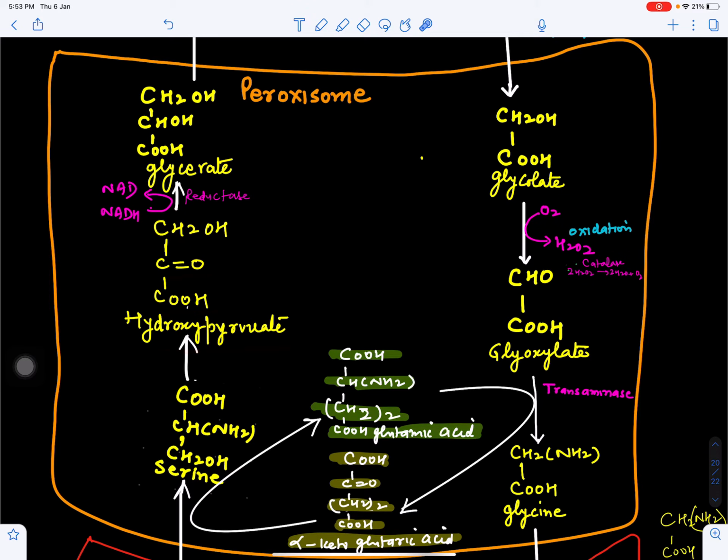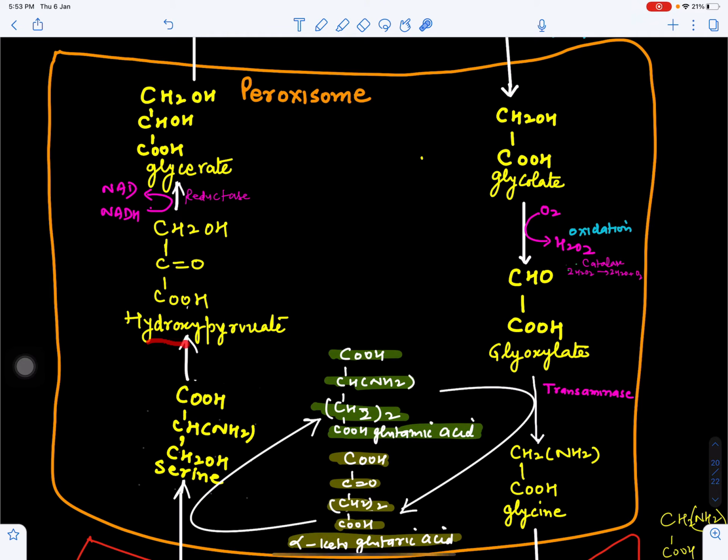Now hydroxypyruvate will be reduced in the presence of the enzyme reductase, and NADH will donate its hydrogen and get converted to NAD. This hydroxypyruvate at this position will accept these two hydrogens. So this double bond will be dissolved. This will accept hydrogen here and become a single bond. Now this will be converted to a glycerate molecule.